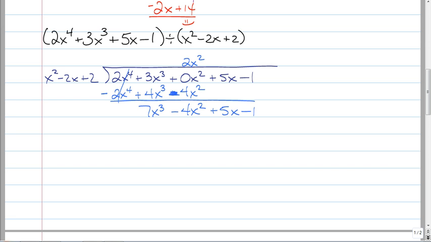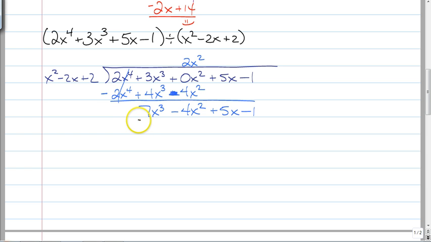So you should have multiplied x squared minus 2x plus 2 by a 2x squared. That would have given you a 2x to the 4th minus 4x cubed plus 4x squared. But then you remember you got to subtract, so that's why my signs are different. And then your next row should be 7x cubed minus 4x squared plus 5x minus 1. So if that's what you have, what I would like you to do again is pause the video and try the next step on your own.